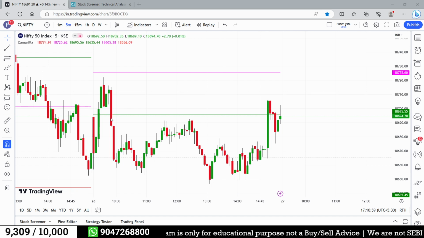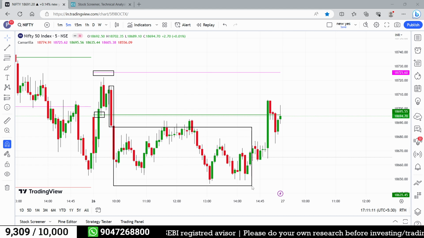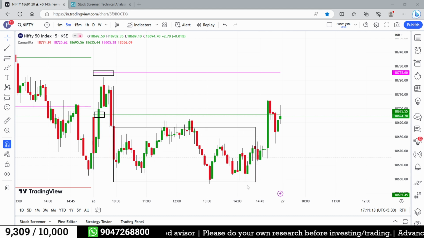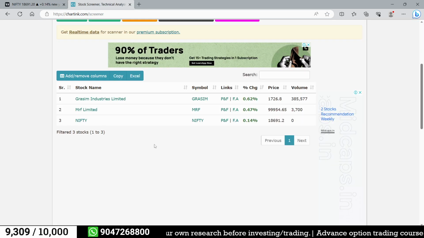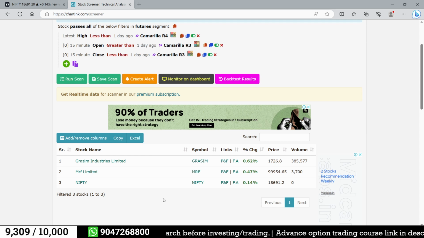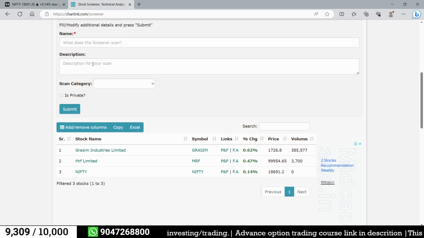Here you can see at this point the market is greater than this particular R3, but it was not able to break the R4 and then reversed back. So maybe this candle is my selling entry, and this is the result we got. This is the area where I can find a trade. If you save the scan, we will get that particular idea.